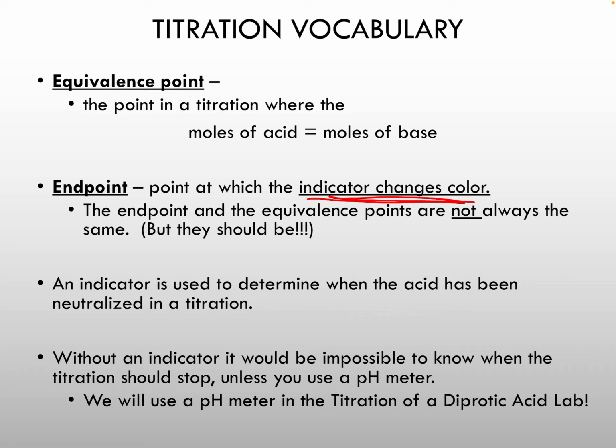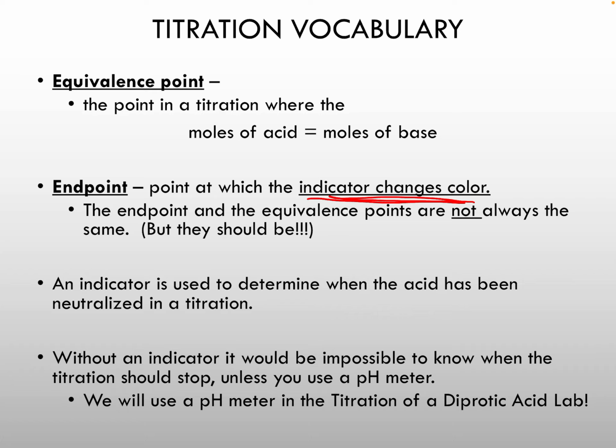Without an indicator, like I said, you wouldn't be able to know when your titration should stop, because your base is clear liquid, your acid is clear liquid. You add two clear liquids together and you're going to still get a clear liquid. Like nothing visually is happening. So that's why we add the indicator, so that we can see that color change to tell us when to stop.